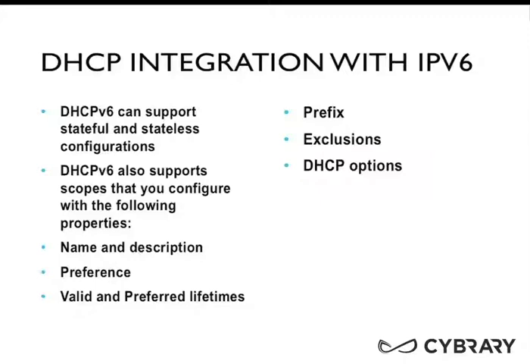Then we have stuff such as DHCP options also. Other options we include are the prefix, exclusions, and DHCP options. If you look at prefix, what prefix you're going to be using. Prefix actually defines the network portion of the IP address. Exclusions can be a single IP address or a block of addresses that falls within the IPv6 prefix that will not be leased. These are excluded IP addresses. Then we have DHCP options, just like we have in IPv4. Could be IP address for default gateway, IP address for your DNS, WINS server, and on and on like that.